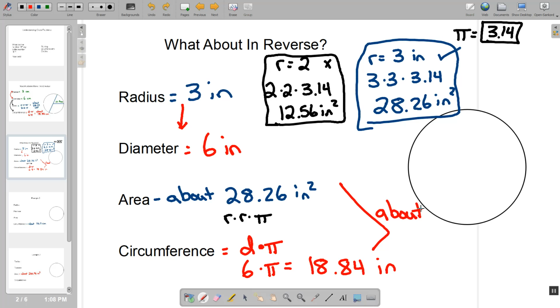So even though I'm using the decimal approximation, so that what I type into the calculator will be nice and clean, it still is about, because they're never going to be exact when you're using pi. But as a recap, normally we start with the radius and diameter and work our way down. But if we're given the area or the circumference first, we use that to guess and check our radius or our diameter, and then we solve the problem from there.